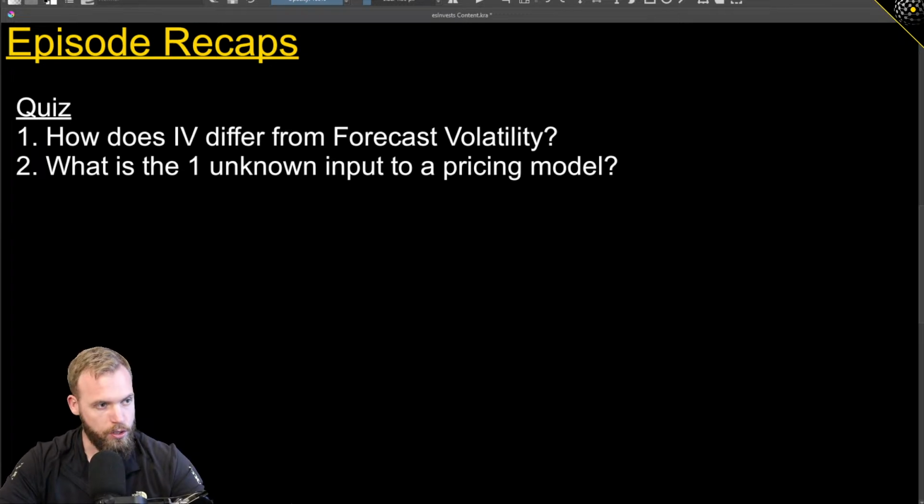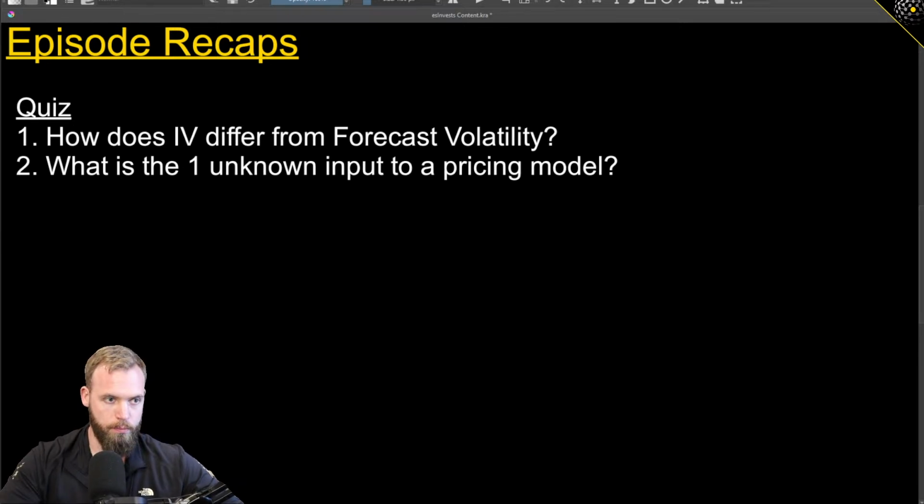The first quiz question is, how does IV, implied volatility, differ from forecast volatility? Who knows the answer to that? What is the difference between IV and FV? The difference is pretty important in reality. What do you guys think?